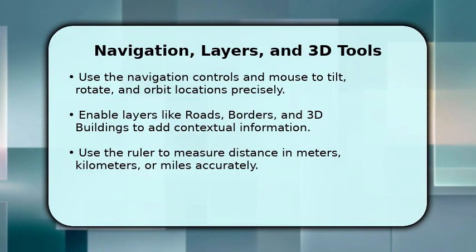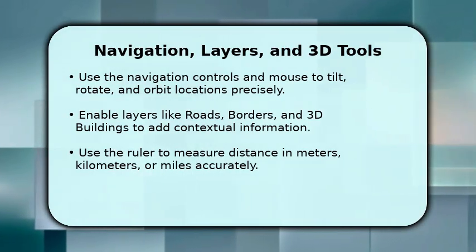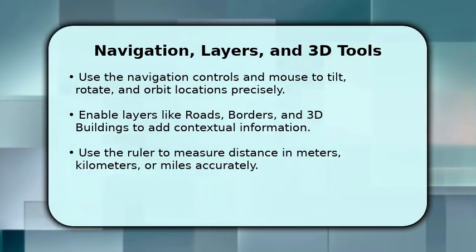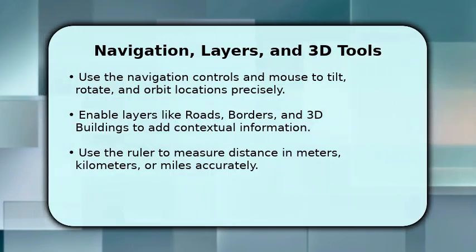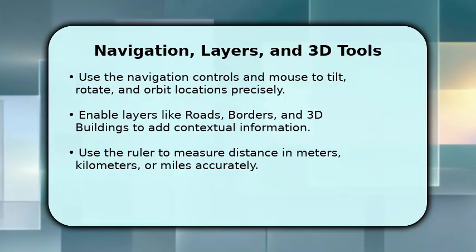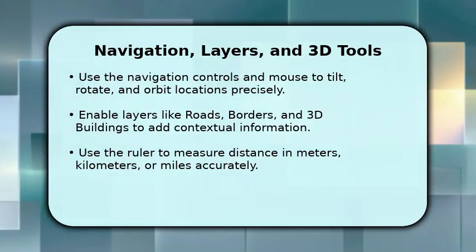Left-click and drag to pan. Right-click and drag to change orientation slowly for cinematic viewpoints. Enable layers such as roads, borders, and 3D buildings to add contextual information to the map. Turn on the sun layer for real-time shadows across terrain.